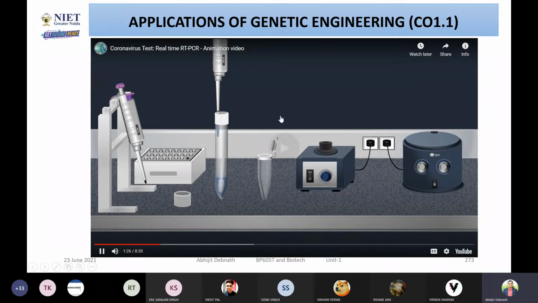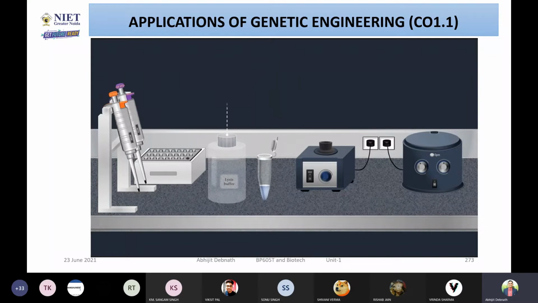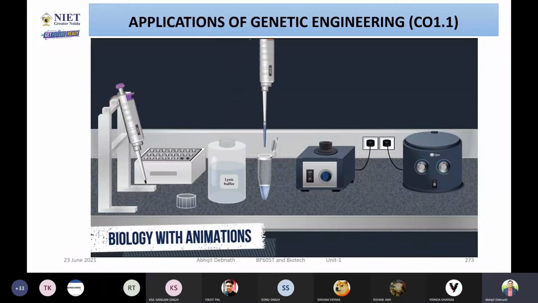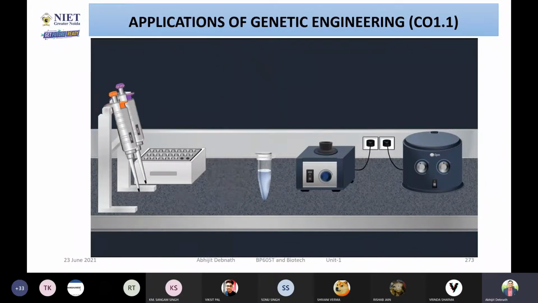Okay, yeah. Commercial kit. The sample is first added into a microcentrifuge tube. Then it is mixed with a lysis buffer. This buffer is highly denaturing and usually consists of phenol and guanidine isothiocyanate. Also, RNase inhibitors are usually present in the lysis buffer to ensure isolation of intact viral RNA.